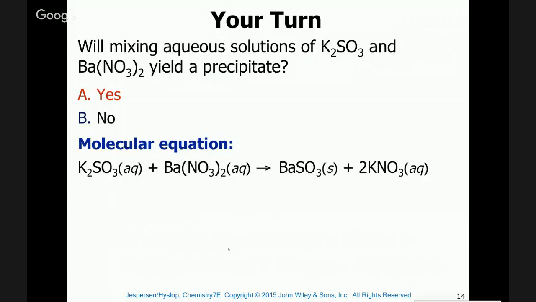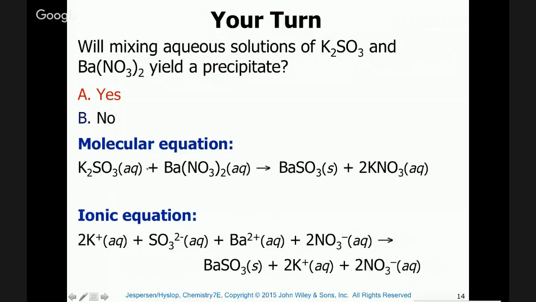So here's your molecular equation. You have potassium sulfite combined with barium nitrate. Barium sulfite, actually, I apologize. You have them switch places, barium and potassium. And you have your ionic equation here. Now your barium sulfite would be BaSO3. It would be your solid because it's insoluble.